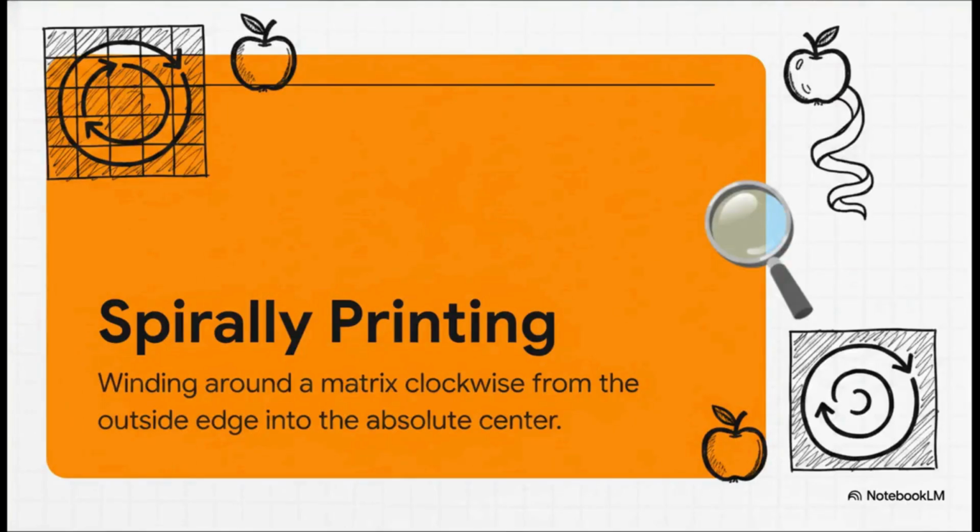So, what does spirally printing actually mean in practice? Well, simply put, it means taking a grid and winding around it clockwise. You start from the very outside edge and just keep moving all the way into the absolute center point. Think of it kind of like peeling an apple in one long, continuous strip. That winding, unbroken path, that is exactly what we're programming our computer to do here.